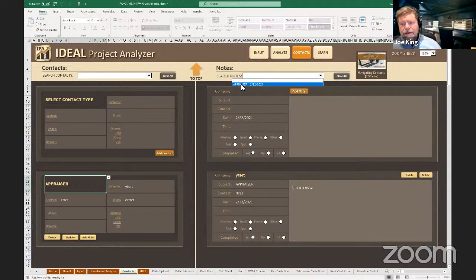So this is actually a really valuable tool to keep you organized on a per project basis, because IPA is nice that way in that we're looking at one particular asset here and we're able to keep all the notes for that one particular asset.